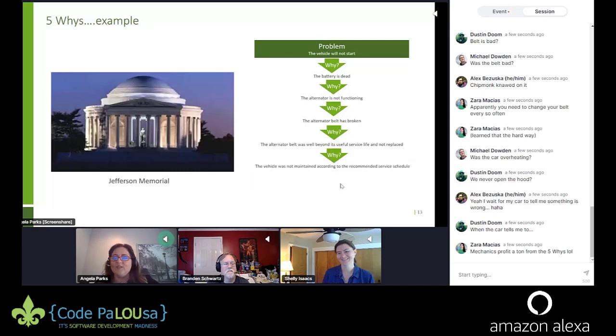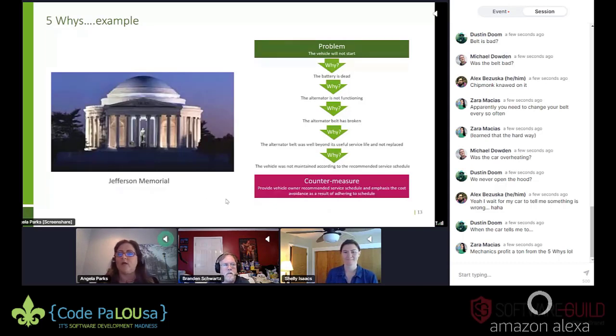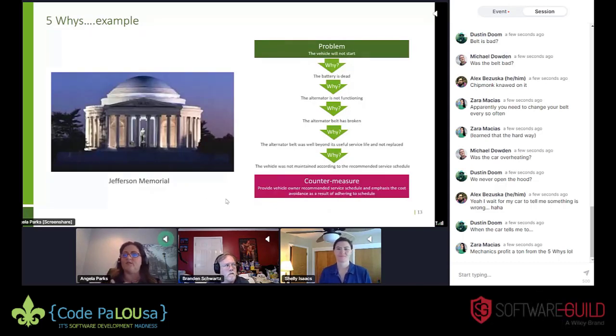Exactly. So the countermeasure this team put together was to provide the vehicle owner the recommended service schedule and emphasize the cost avoidance as a result of adhering to the schedule. So if you know, hey, you bought this used car and in another 20,000 miles you're going to need to replace these things, and here's a discount we might give you if you do that. It's going to save this much time in your day. It's going to prevent your battery from dying unexpectedly when you're trying to get to a movie at a certain time, whatever.